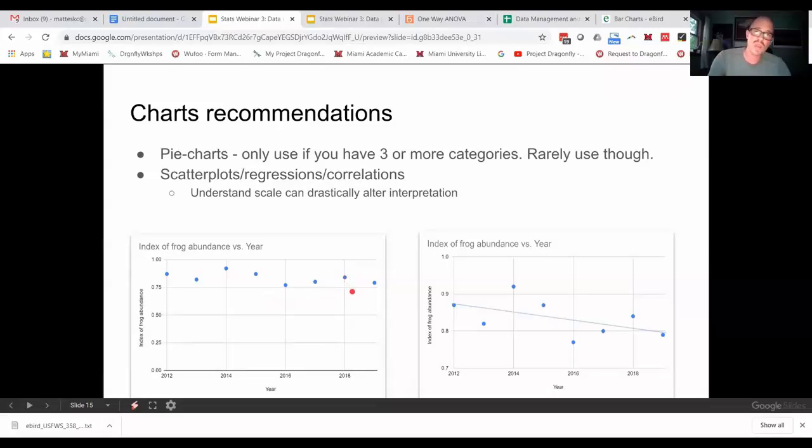You can manipulate graphs and visuals to look very different just based on scaling. Sometimes you use a log scale instead of a linear scale. So just pay attention to how things are set up when it comes to these.